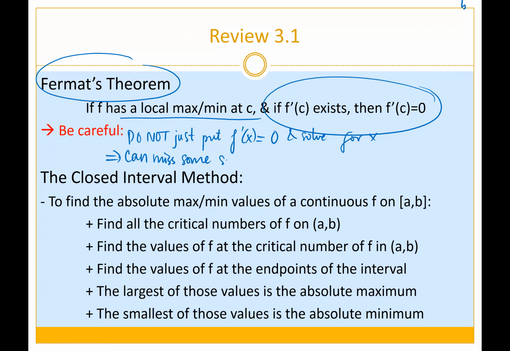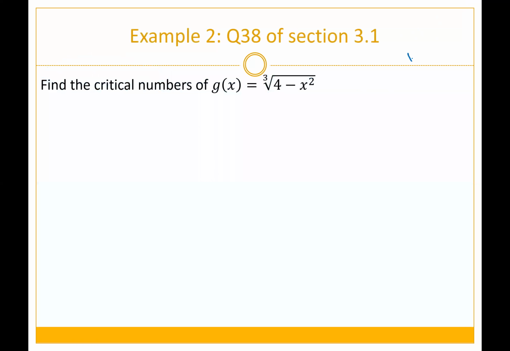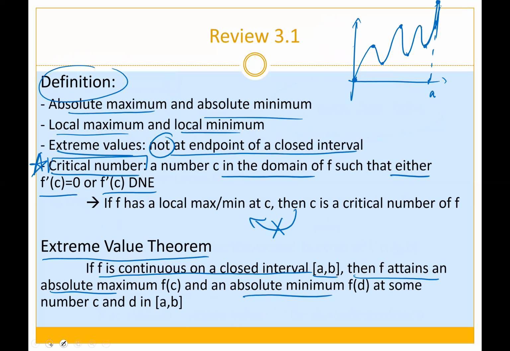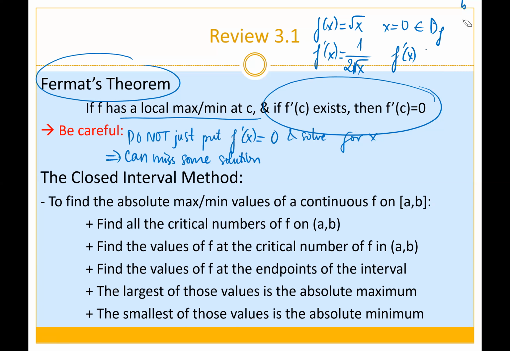Why is that the case? Say you have a function f of x equal to the square root of x. So x equals 0 is in the domain of f. However, when you take f prime of x, which is 1 over 2 square root of x, f prime of x does not exist at 0.